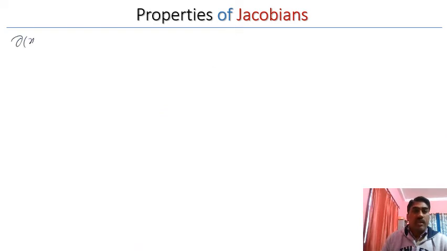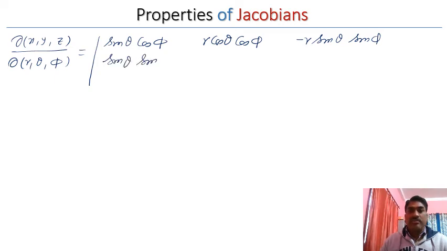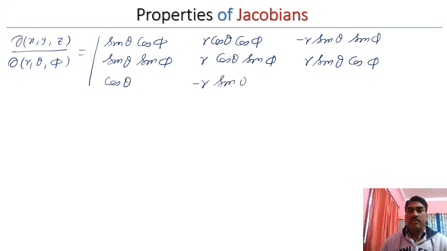So now the Jacobian of x, y and z with respect to r, theta and phi is: first row sin theta cos phi, r cos theta cos phi, and minus r sin theta sin phi; second row sin theta sin phi, r cos theta sin phi, and r sin theta cos phi; and in the final third row cos theta, minus r sin theta, and 0.